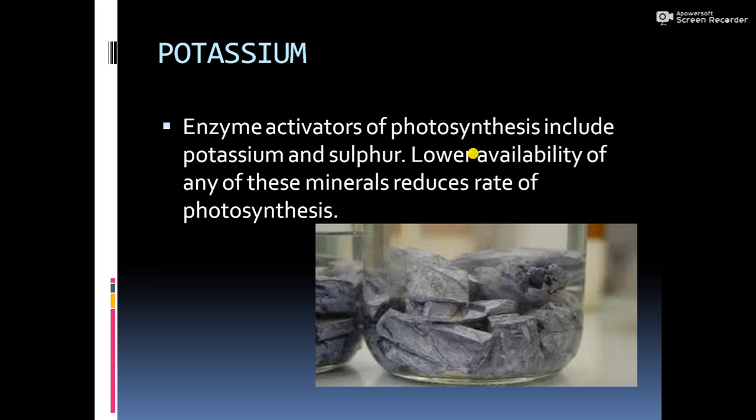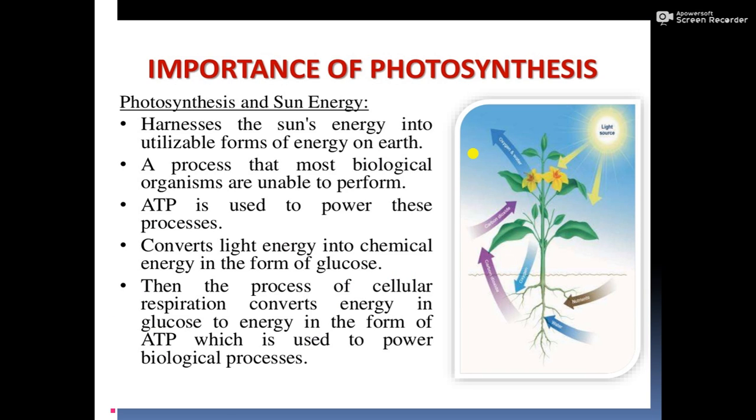Potassium. It is a very important internal factor of photosynthesis because enzyme activators of photosynthesis include potassium and sulfur. Lower availability of any of these minerals reduces the rate of photosynthesis. Now we'll talk about the importance of photosynthesis.